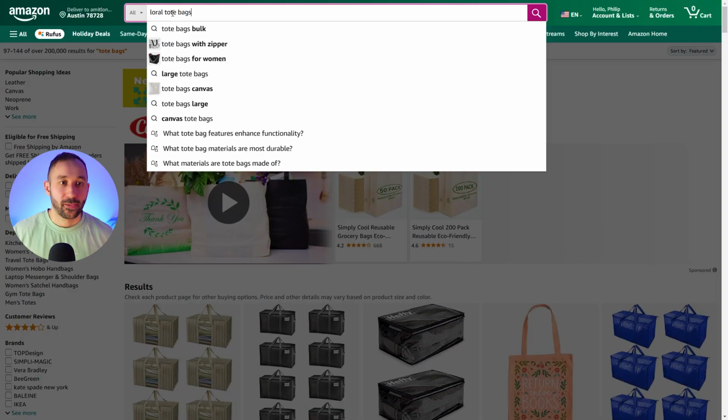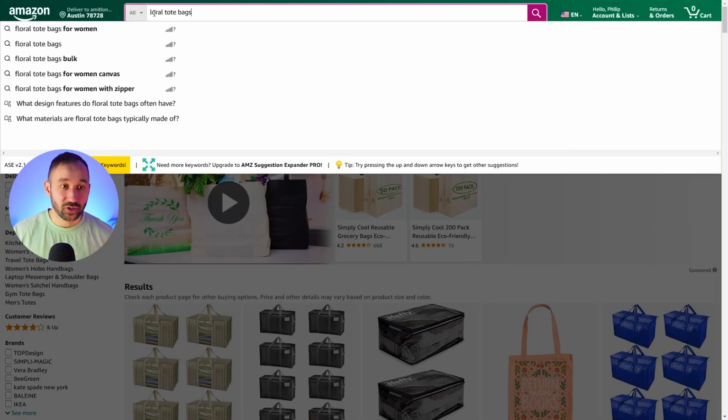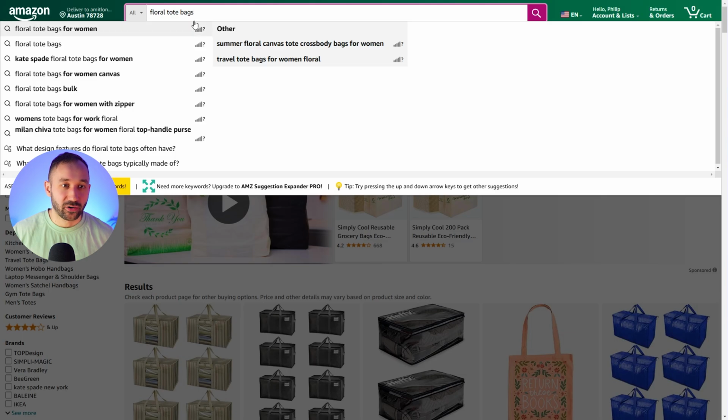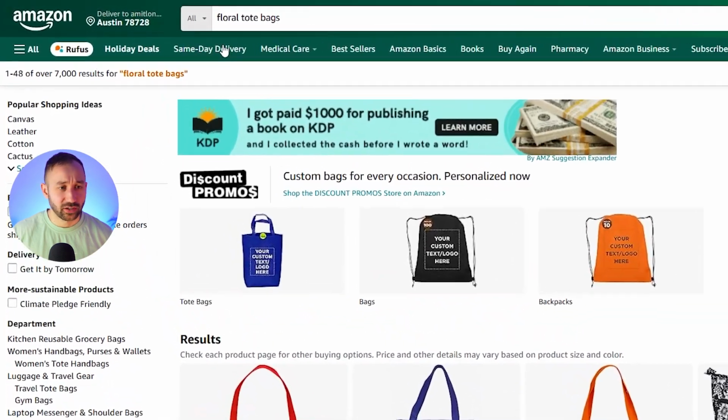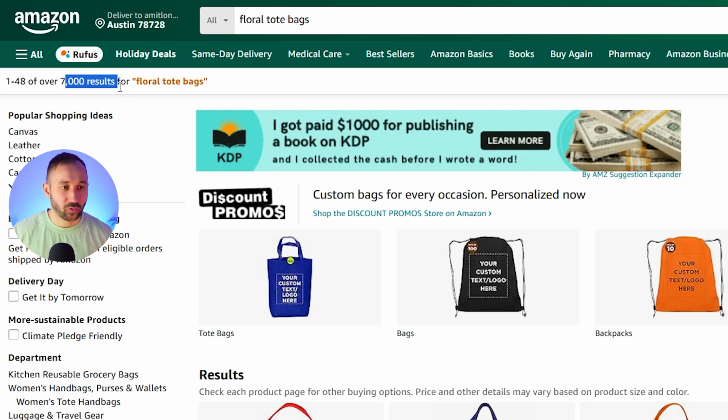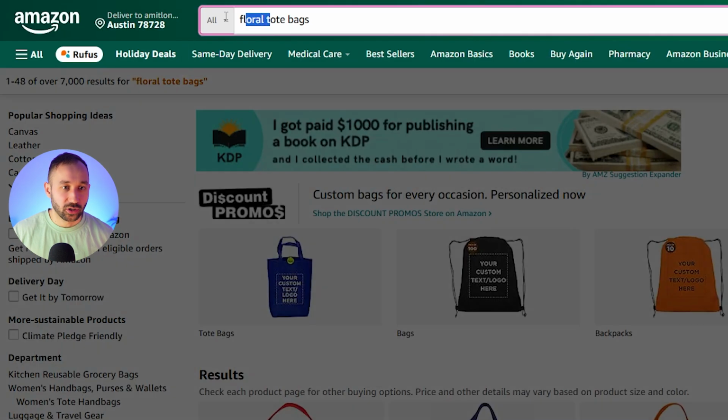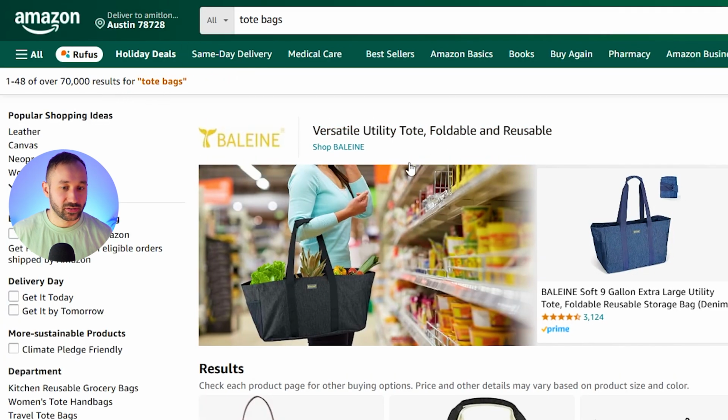I guess you could also alternatively look for fruit tote bags or fruit pattern tote bags, maybe pattern tote bags in general. So just anything that you found, kind of narrow that down a bit further, go back up here, hit search, and you will most likely find that your search results go down quite a bunch. So floral tote bags, we've got 7,000. Initially for tote bags, we had 70,000.